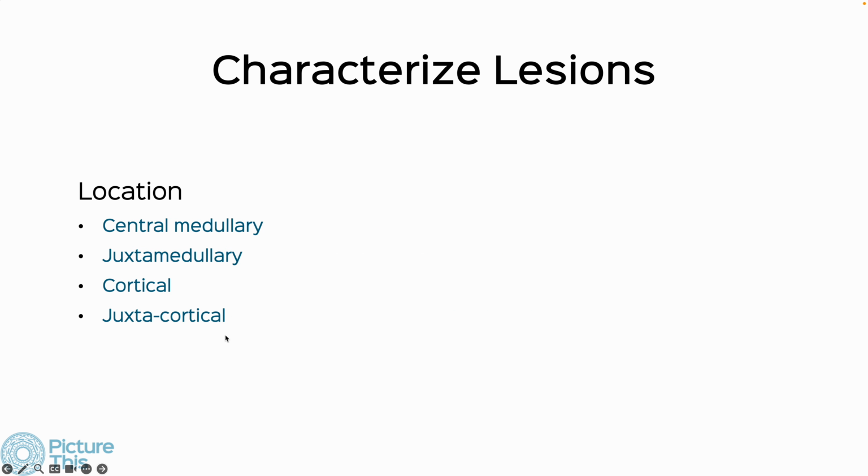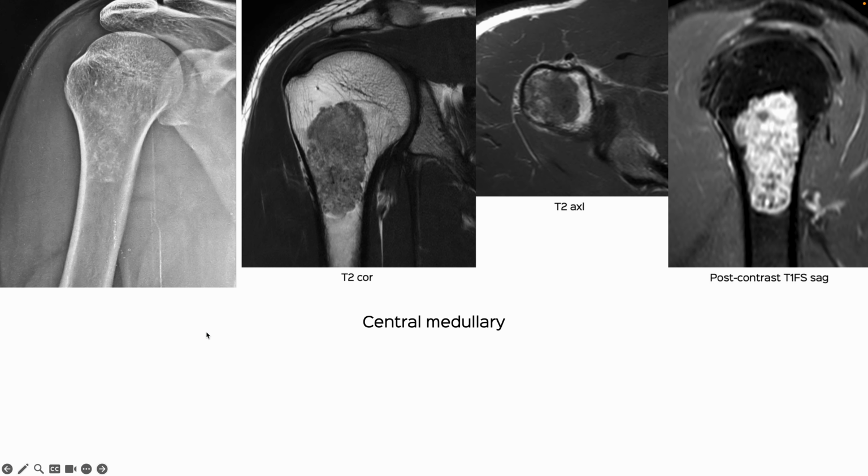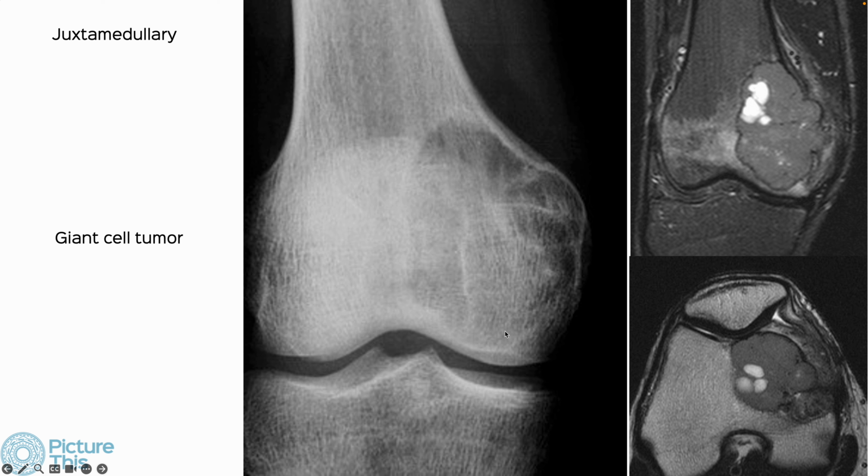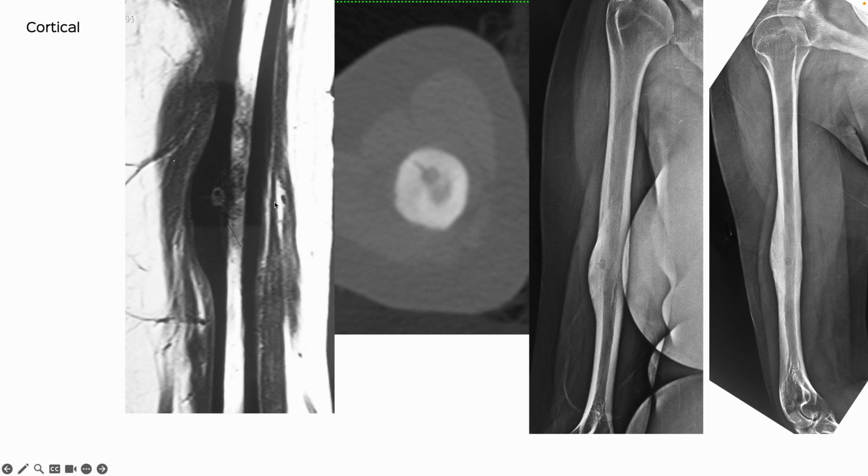Then you have location in the transverse plane: central medullary, juxtamedullary, cortical, juxtacortical. That's your classic central medullary lesion. You see this cartilage here in the proximal humerus, kind of a little cloudy appearance, and that's a classic enchondroma. Again, epimetaphyseal, this is a juxtamedullary lesion, that's a giant cell tumor. Cortical lesion, classic osteoid osteoma. You can see the nidus with central ossification and marked cortical thickening.